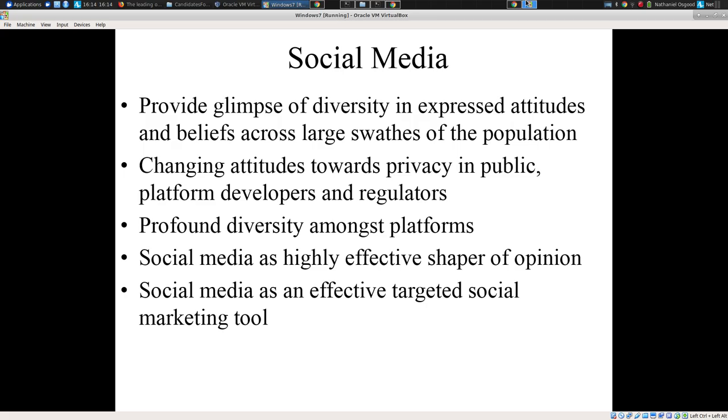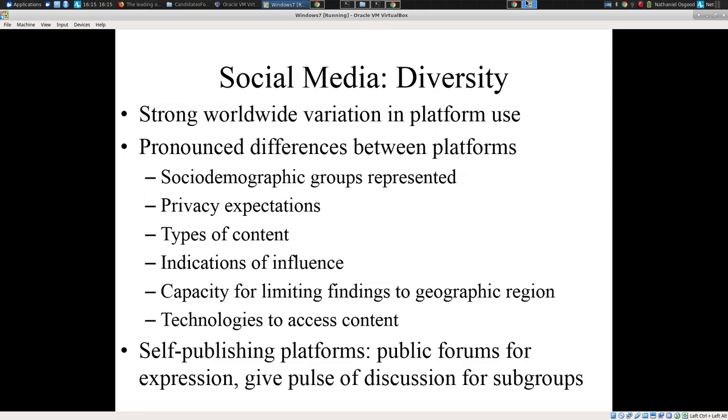What's the use of these self-publishing platforms? Well, they provide a glimpse of diversity and express attitudes, beliefs, opinions, feelings across large swaths of the population. They're an amazing window into how people react to messages, what the dominant discourse is on particular topics. You can capture changing attitudes over time. And there are changing attitudes towards the privacy of these matters among platform developers and regulators and social media more generally, but self-publishing platforms are pretty well stable in terms of allowing people to gather insight from them. There's real diversity among platforms, and I would note that it's not merely a mirror of opinion, it shapes opinions in big ways. What's on social media doesn't just mirror our knowledge, attitudes, beliefs, it shapes them in some profound ways. Okay.